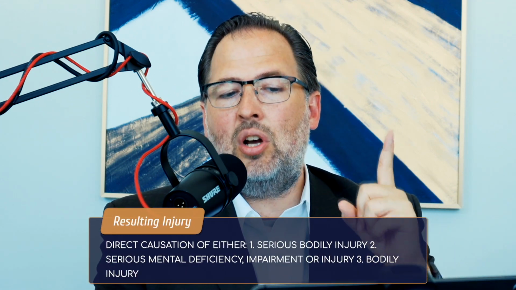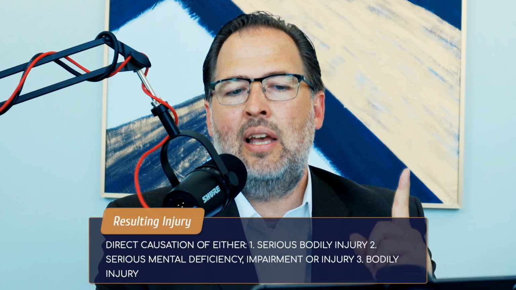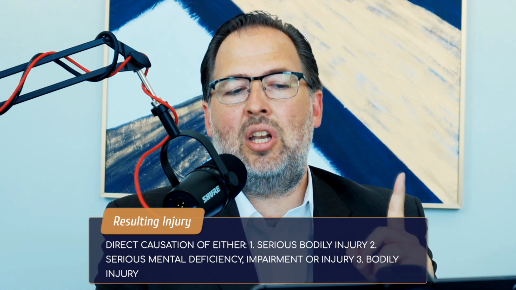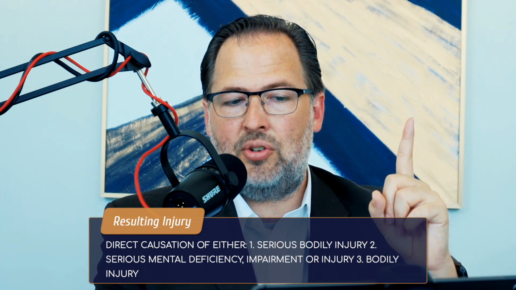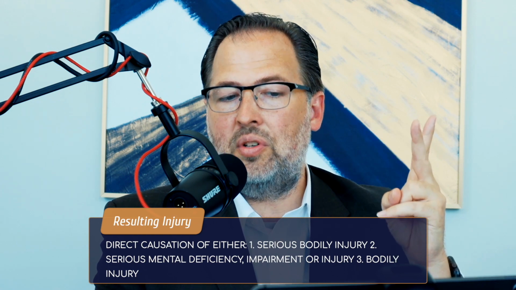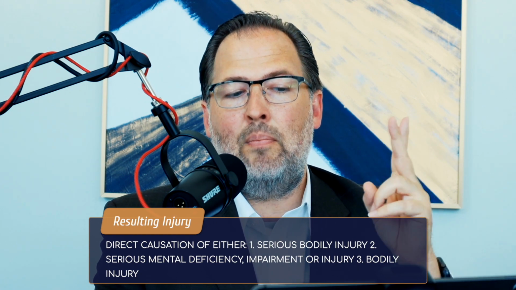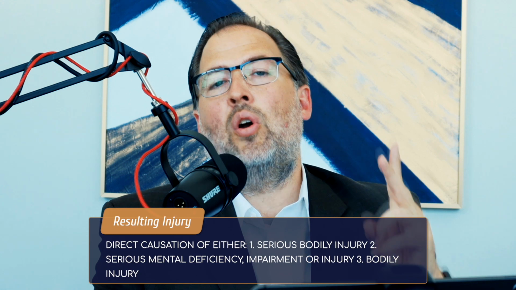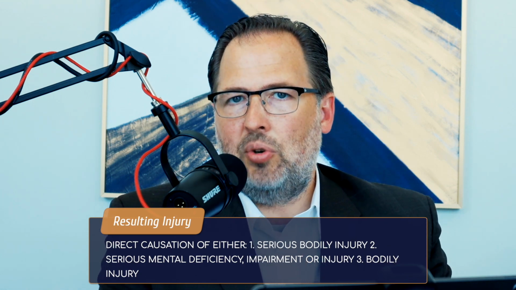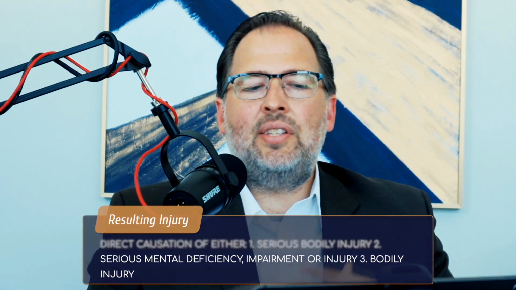Finally, number three, there must be a resulting injury. By the action or omission, as we outlined, there must be direct causation of either number one, serious bodily injury, number two, serious mental deficiency, impairment, or injury, or number three, bodily injury, okay? Now, essentially, the prosecution must prove the parent, the legal guardian, or the caretaker has met all of these requirements in order to secure a conviction.